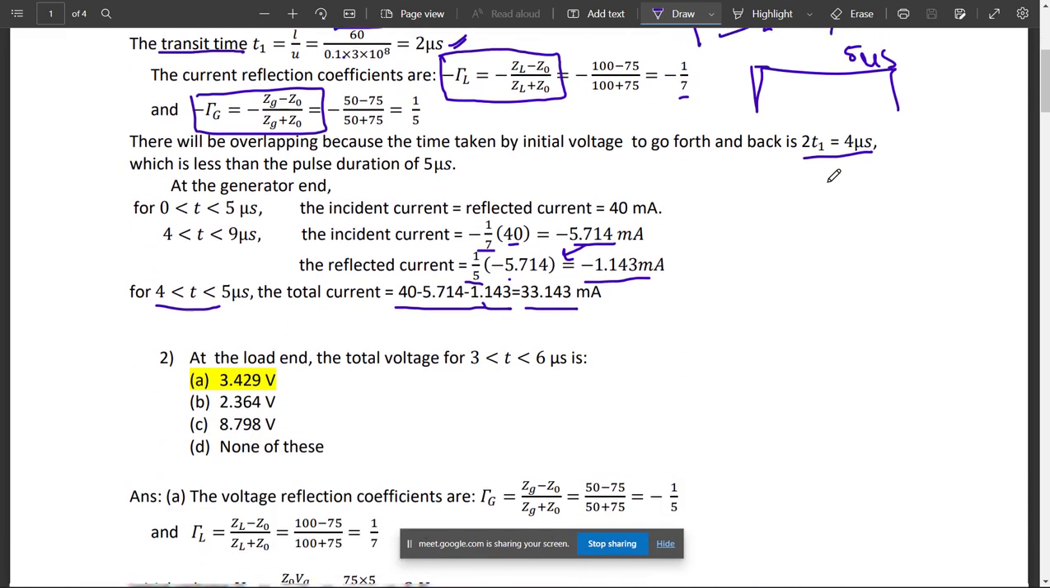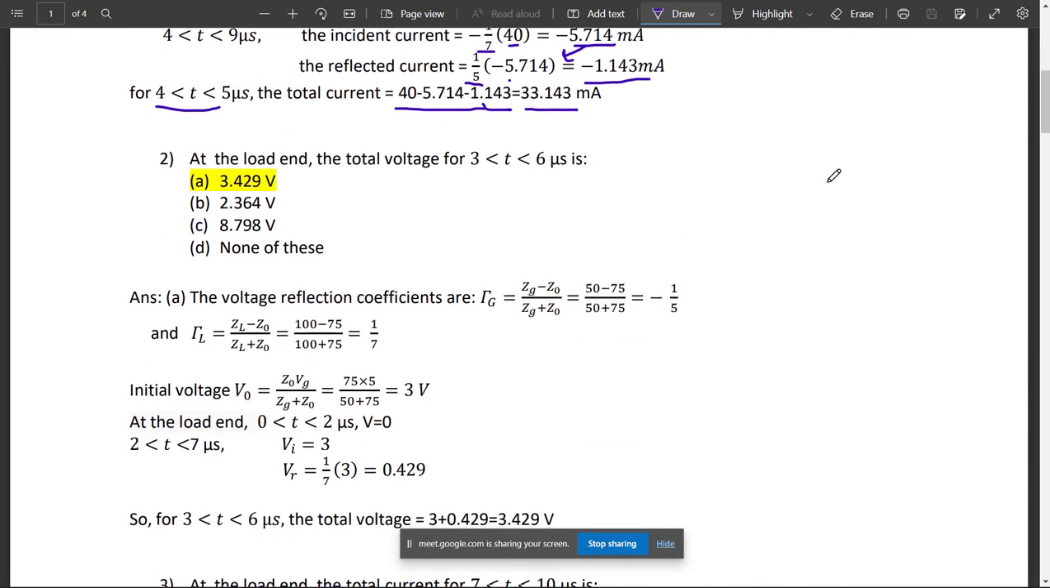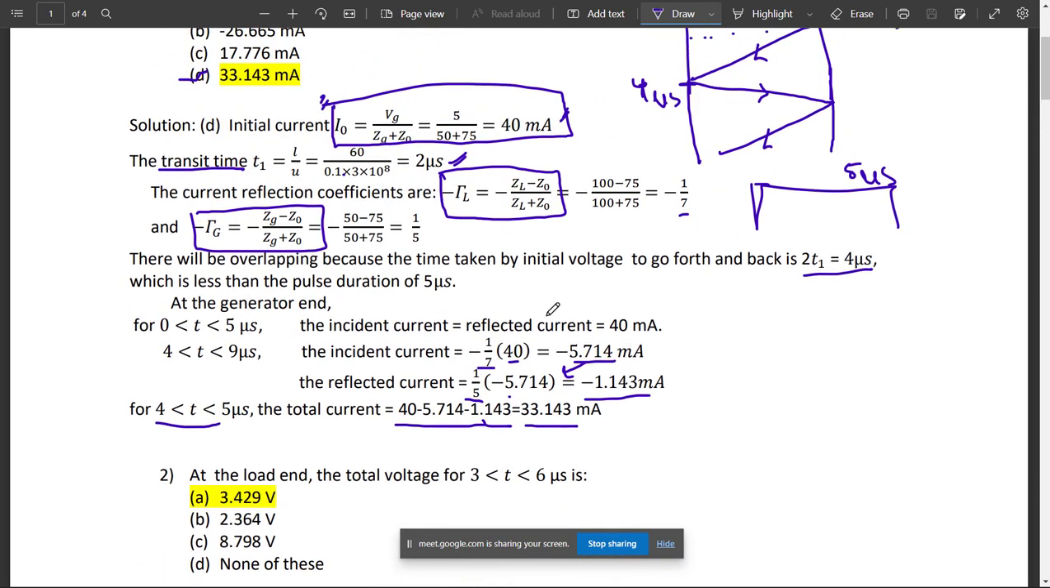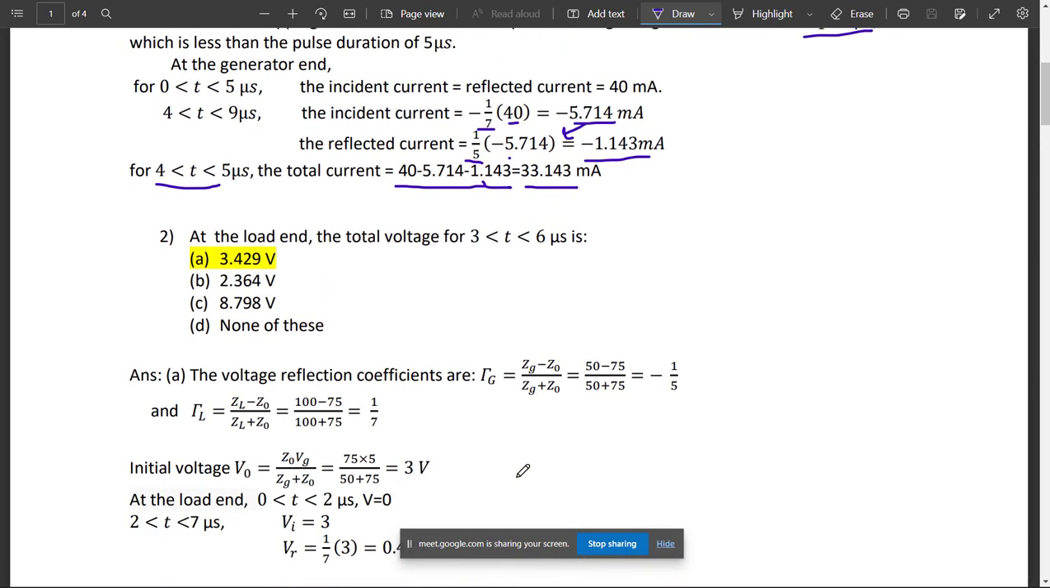So let's go ahead. तो ये वाला अगर क्वेश्चन समझ में आया तो let's try to solve the second question then. So in the second question it is asked at the load end. Notice that it's asked at the load end. The total voltage for time t between 3 to 6 microseconds.